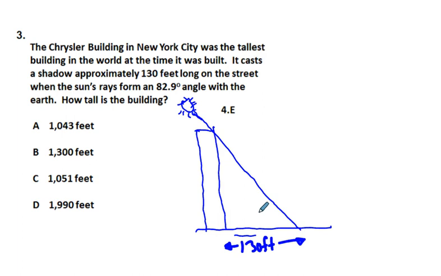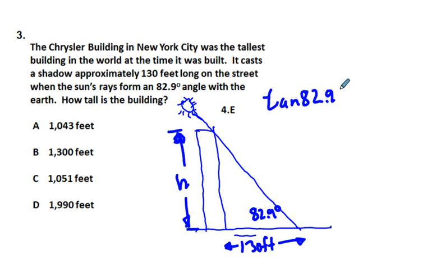Well, here would be the angle here with the earth of the ray shadow. That'd be 82.9 degrees. So we have the height of our building. So we have the tangent of this angle here, 82.9 degrees, equals the height of the building over our adjacent side, which is 130. And by the way, this height will be our opposite side. This 130 feet down here would be our adjacent side.